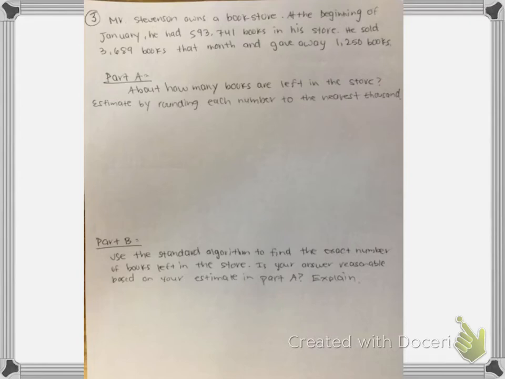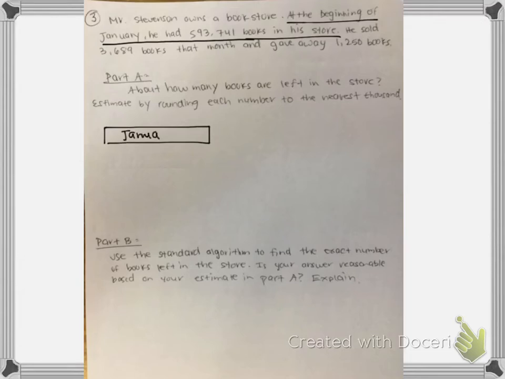So Mr. Stephenson owns a bookstore. At the beginning of January, he had 5,974 books in the store. That seems like that's my total. So I am going to make a tape diagram, and it's going to be January, and it looks like that is going to be my total.